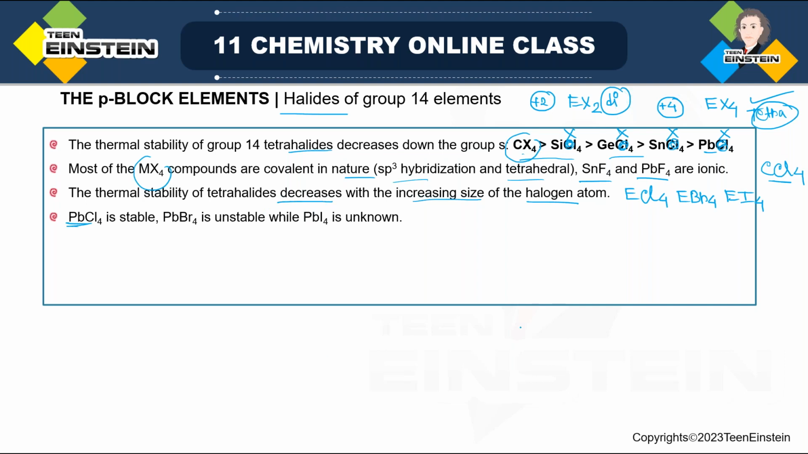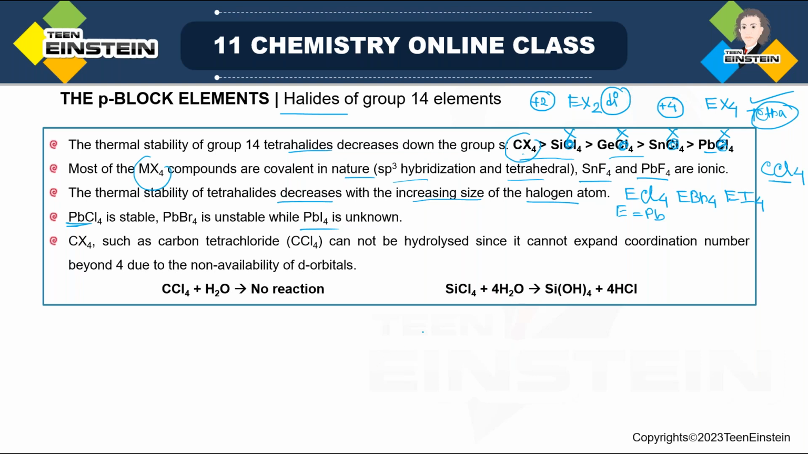If you consider lead, that is, suppose E is equal to lead, then ECl4 means PbCl4. This is stable. Now go to the next halogen, which is Br, PbBr4, it is unstable, and PbI4 is not known. So what it proves is that when you are changing the halogen, increasing the size gradually, keeping the element fixed, there will be a decrease in thermal stability.